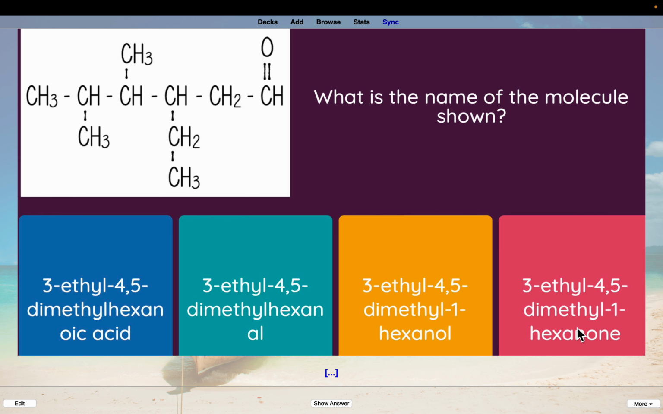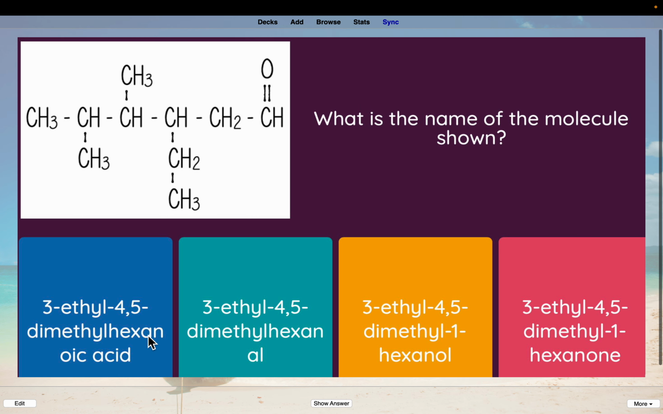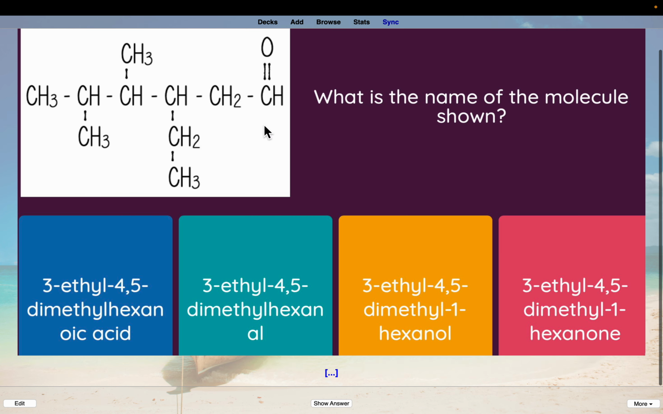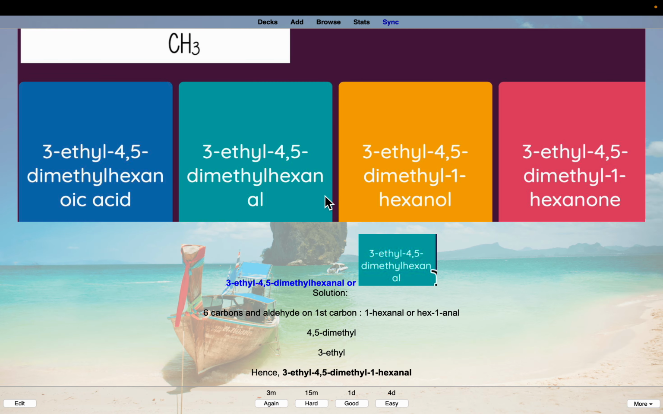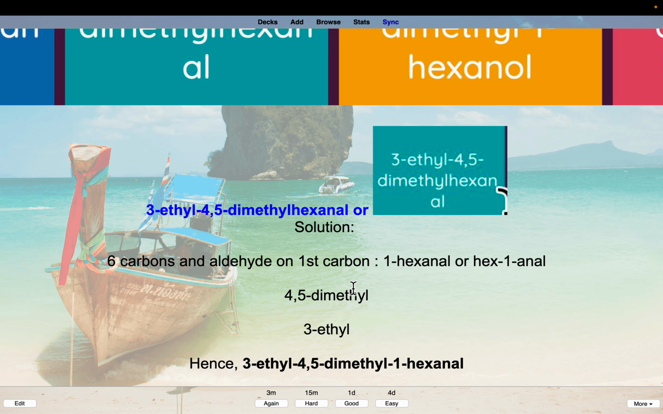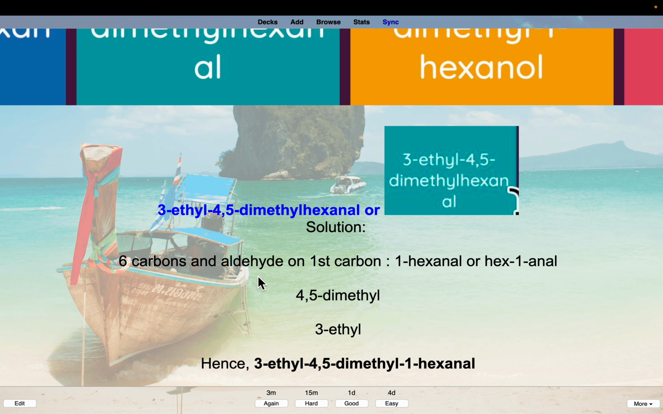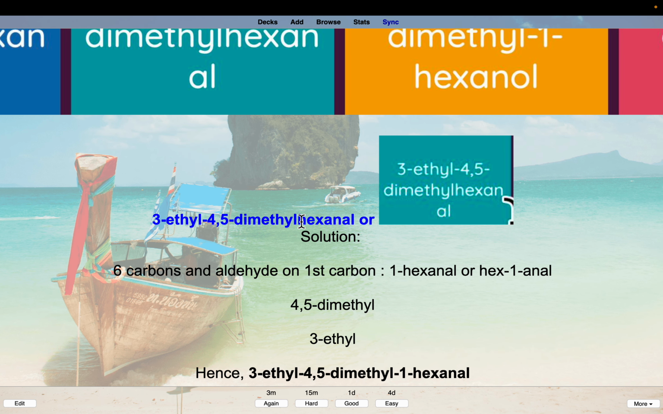Everyone has 3-ethyl 4,5-dimethyl hexanoic acid. I think it has something to do with this. We need to remember what this means automatically. I'm actually not sure. Let's see what the answer is. Hexanal. So 4,5-dimethyl, 3-ethyl. There is an aldehyde on the first carbon. So aldehyde means -al, or hexanal. 6 carbons, aldehyde, hexanal.